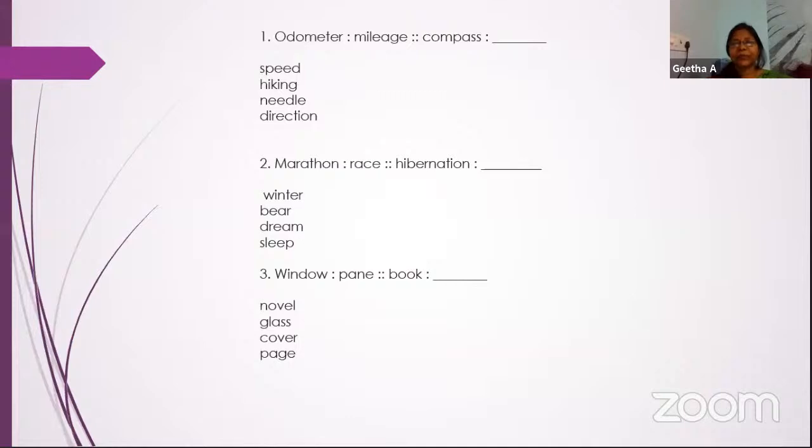Good. So we have another set of words where we have marathon, race, hibernation, and dash for the second one. Yes, Someshwar, it is direction. You're right. Some say it is dream and some say it is sleep. So we should find the relation between marathon and race.